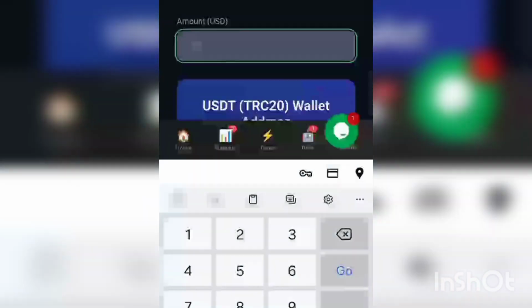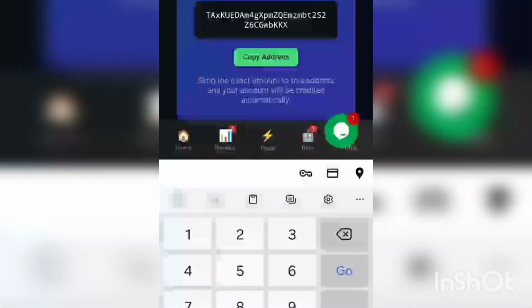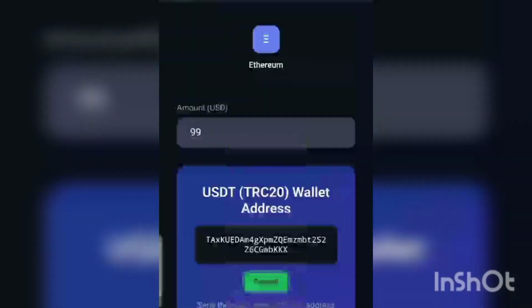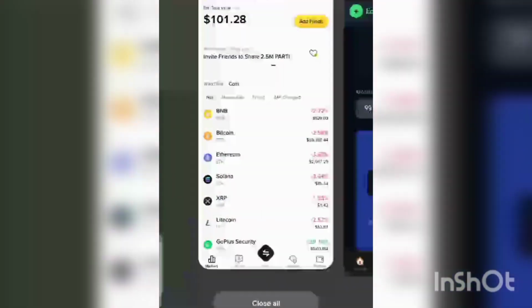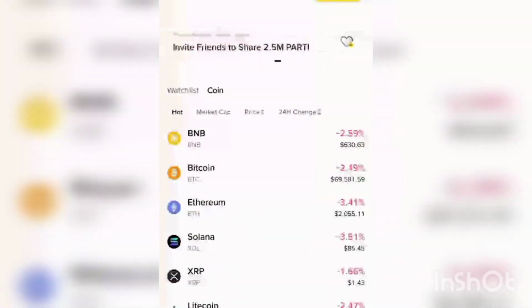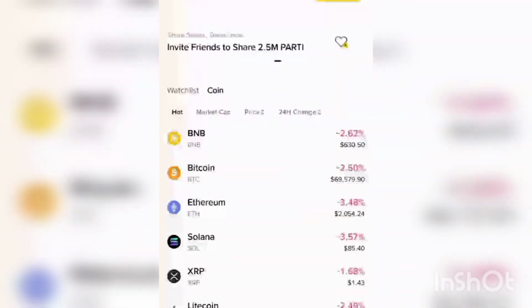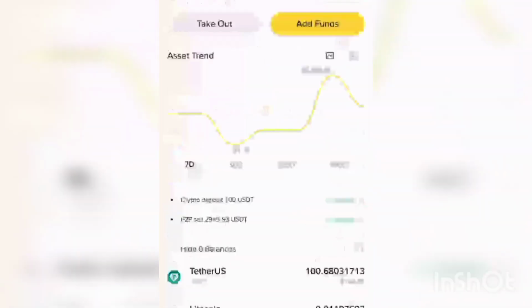So what I'm going to be doing right now, since I've selected USDT, is inputting 99 USDT, since I have 101 USDT, and as you can see, I've copied my USDT TRC20 address. So let's head back to my Binance. The next thing you need to do: you can use Bybit, KuCoin, Gate.io, MEXC, any exchange that you like, to fund.